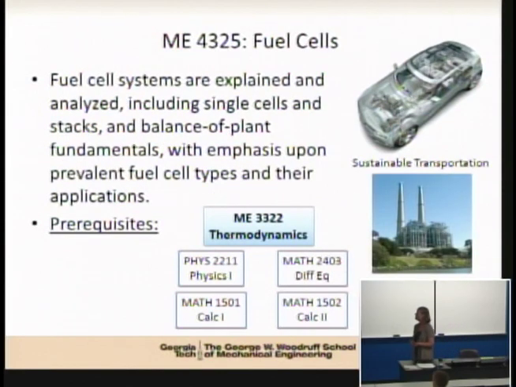There's also a course in fuel cells, again, extending the theme on sustainable transportation. You might also take this course if you're interested in sustainable power generation. So fuel cells are an option for standalone power generation, so you can get an idea of how fuel cells stack up to other conventional technology by taking this course. And again, the corequisite is thermodynamics.